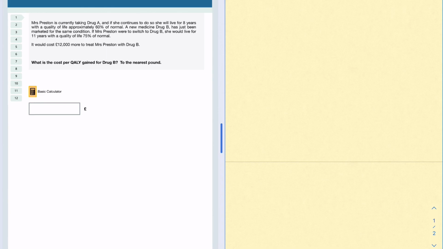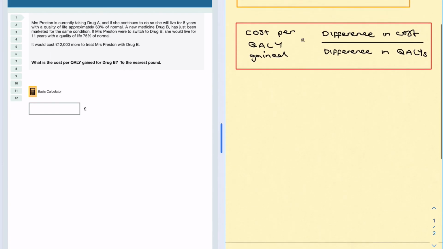So again, if you look at the last line, hopefully you've paused it and now you're going to press play. It says, what is the cost per QALY gained for drug B? So I would highlight this bit yellow, and to the nearest pound I would highlight this bit yellow. So I've highlighted my 2 key pieces of information that I'll double check at the end of the question. Now I'm going to scroll down.